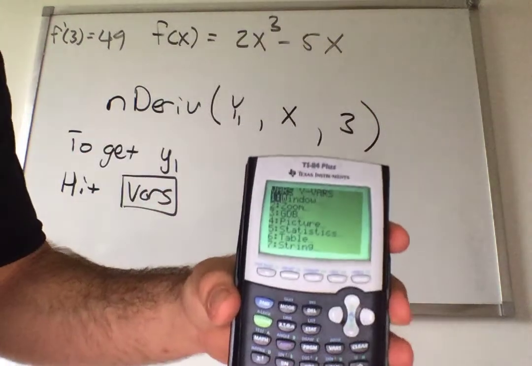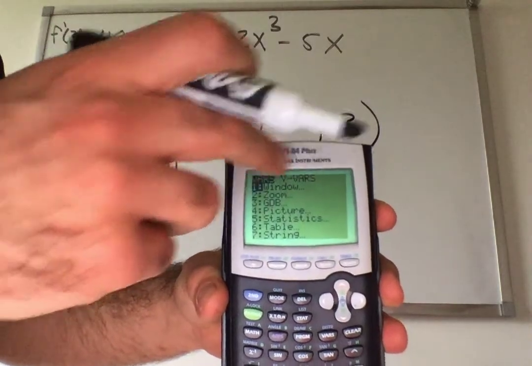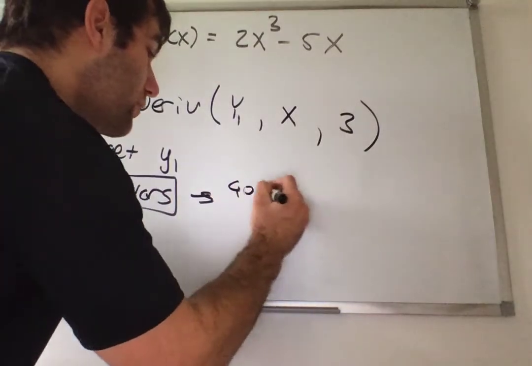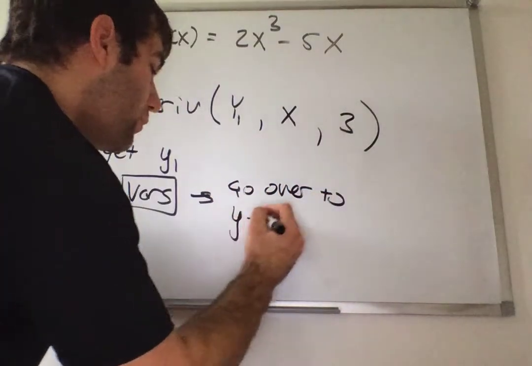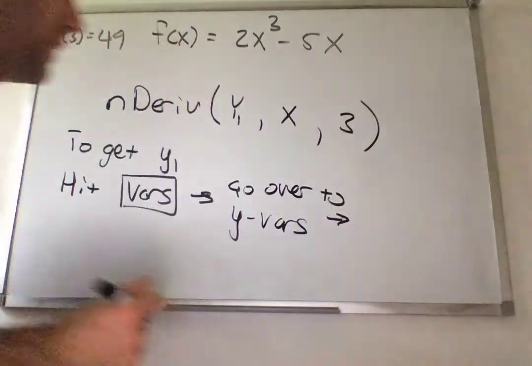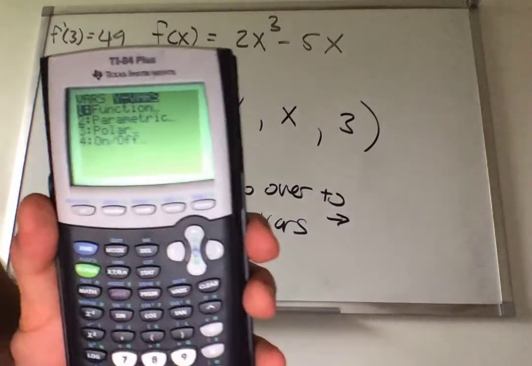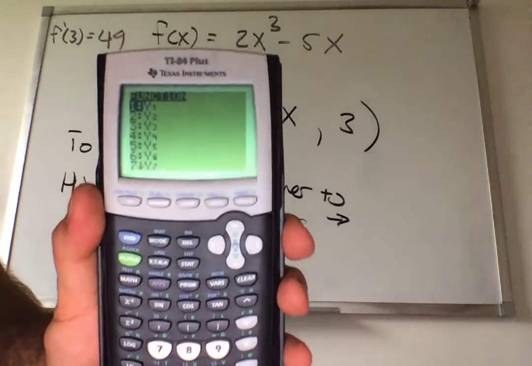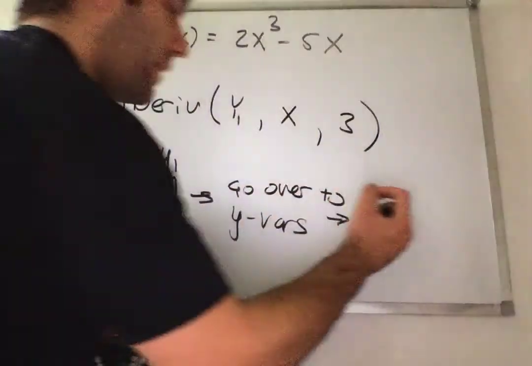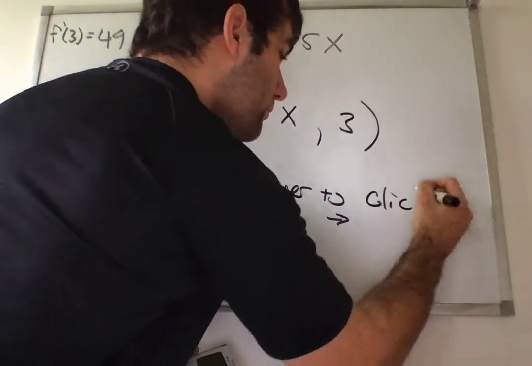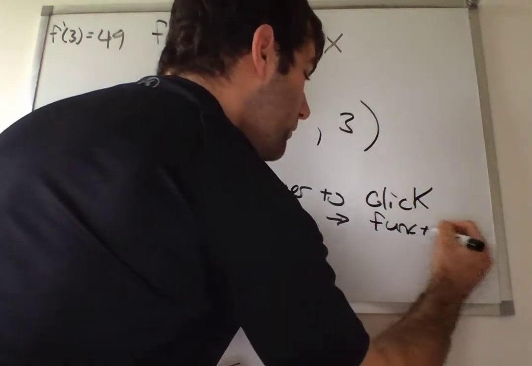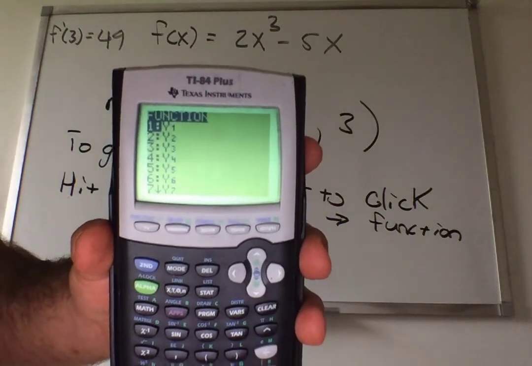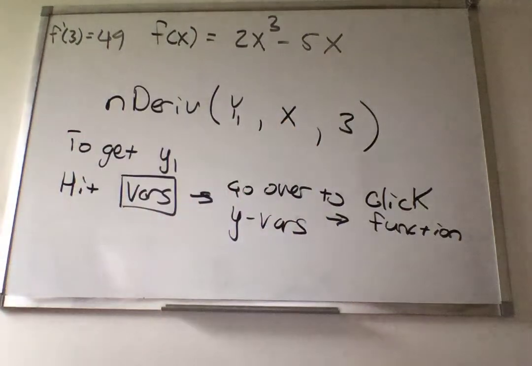Upon hitting the vars button, you're going to see two menus up top here. You've got vars and you've got yvars. You're going to go over to yvars. Once you go to yvars, the very first option is function. So I'm going to click function. And as you can see, there's a list of y1, y2, y3, y4, y5, and so on.